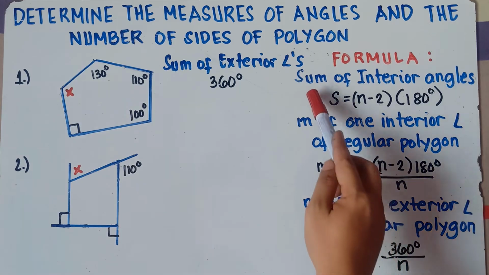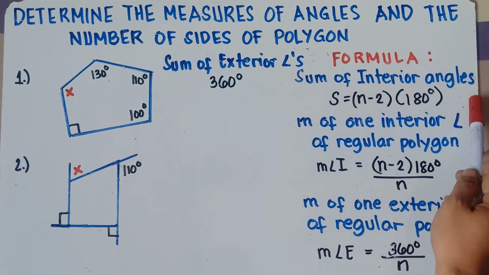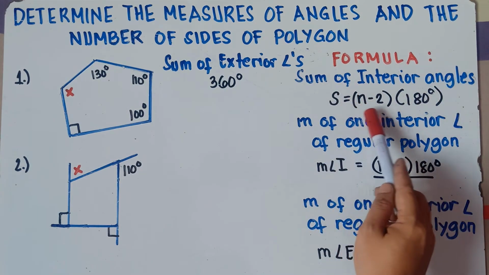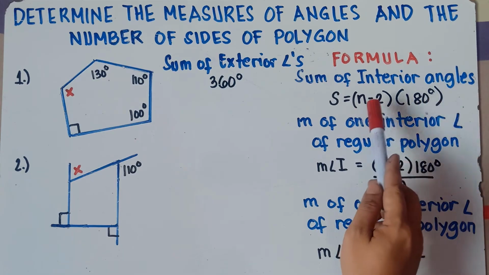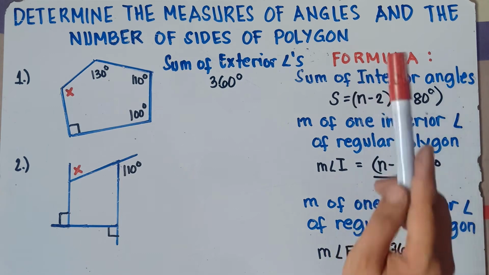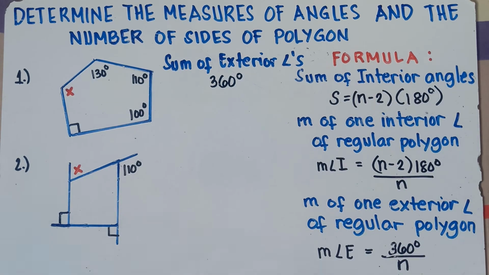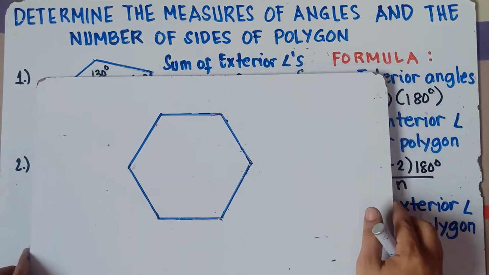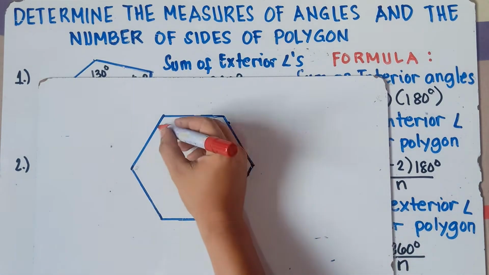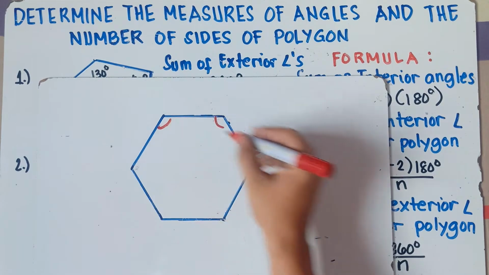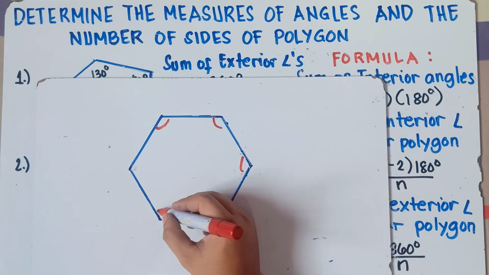The first formula, the sum of interior angles, is S equals quantity n minus 2 times 180 degrees. Once again, n represents the number of sides. Now, the use of this formula, let me just give you an example. If you have a polygon and the teacher asks for the sum of the interior angles, what would be the sum?